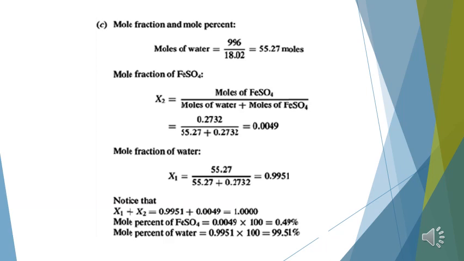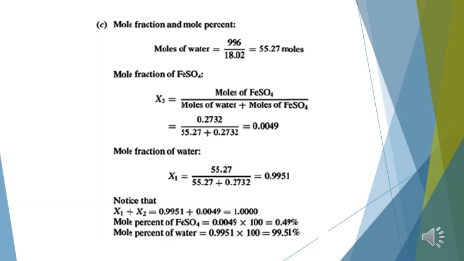So we already have the moles of ferrous sulfate, and then we need to calculate the number of moles of water. By calculating the number of moles of water, we can calculate the overall number of moles of the constituents, and then dividing the moles of ferrous sulfate by the total we get the mole fraction of ferrous sulfate, or dividing the number of moles of water by the total number of moles of the constituents, we get the mole fraction of water.